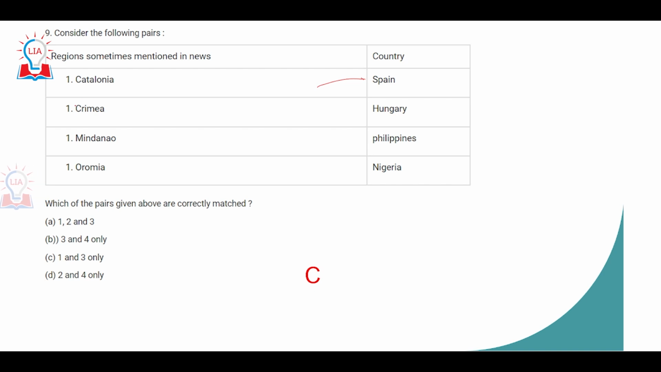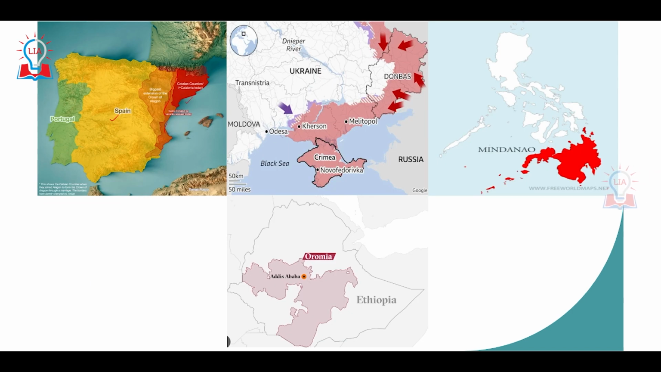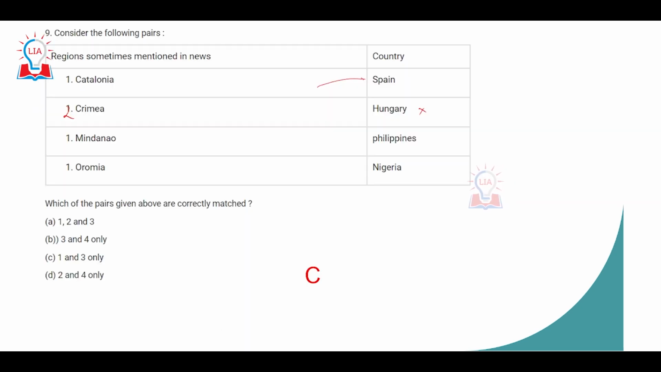The second one that is mentioned here is Crimea. Crimea in Hungary, that is absolutely incorrect. Crimea has been in news since 2014, and this year also is in news, and it was a part of Ukraine that has been illegally annexed by Russia. So Crimea is not part of Hungary, it is part of Ukraine currently annexed by Russia.